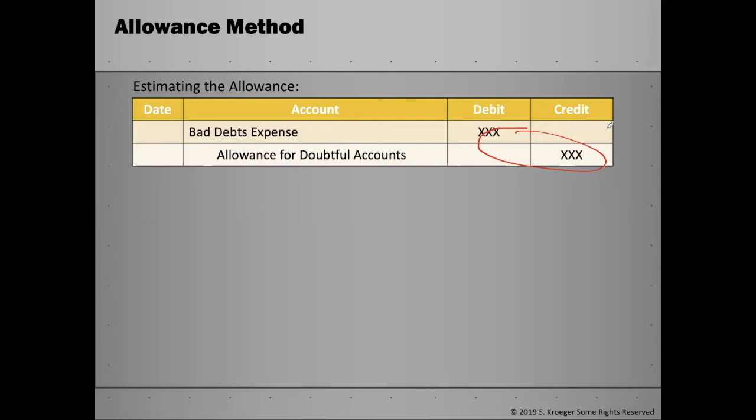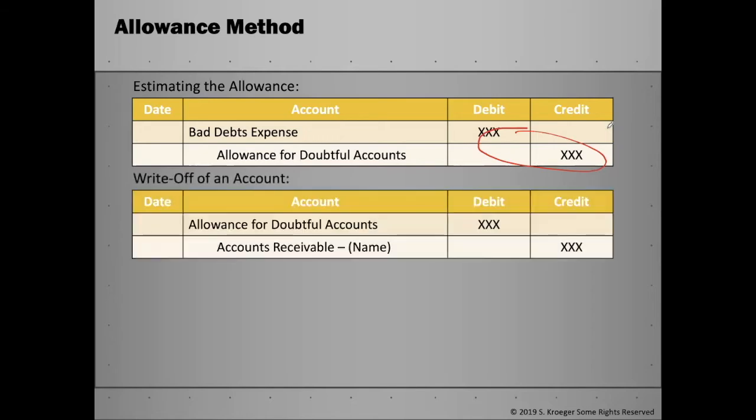Now, let's say it's the next year and someone does come in and they default. We had a feeling that was going to happen. We already estimated it, but now it's official. Someone's writing off their accounts. Instead of debiting bad debt expense like we did with the direct write-off method, we already did that here. And we put the amount we think will be uncollectible in allowance for doubtful accounts.